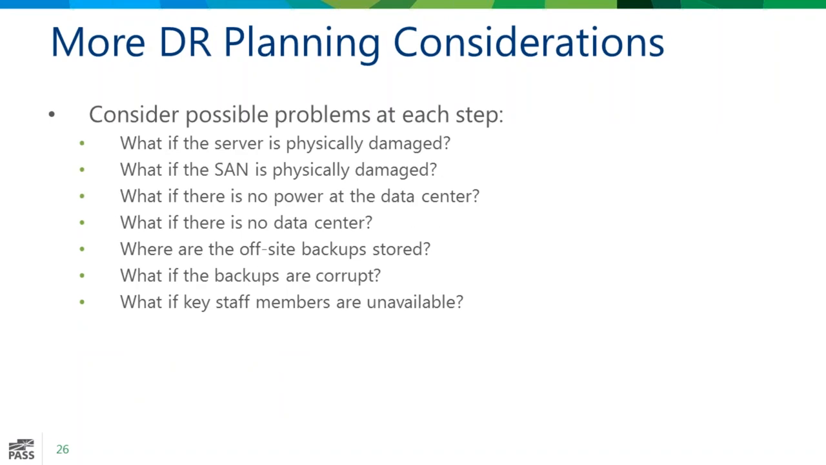Now, more DR planning considerations. You need to think about what would happen in a disaster if the servers were damaged. Let's say they were flooded. Maybe a sprinkler system went off in the data center and they're water damaged. What do you do? Do you have any extra servers? If not, how long is it going to take to get some? Can you call Dell? Are you going to wait 2 weeks to get one, or can they ship one to you in 4 hours? Can you go buy one on eBay? I mean, what would you do if the servers were physically damaged?